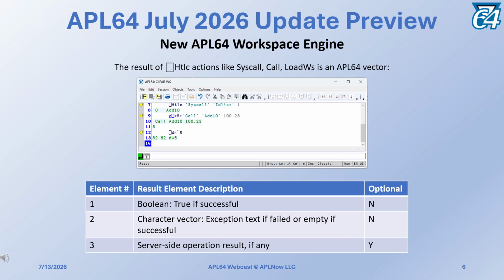The result of HTLC actions which affect the server is a vector. The first element of the vector is a Boolean indicating if the requested operation succeeded. The second element of the vector is an empty character vector if the requested operation succeeded, or the exception message if it failed. The third element is optional, and is present only if the requested server-side operation yielded a result. The vector format of the result of HTLC actions was selected because the alternative is using try-catch on the HTLC client side, which is an expensive operation.